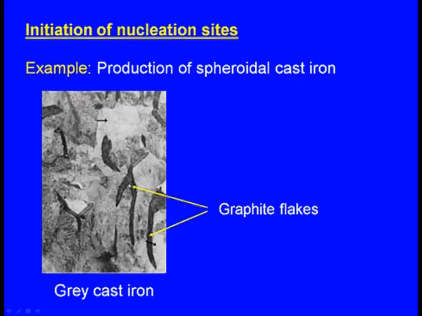And here we can see these are the graphite flakes, long graphite flakes. This helps us in machining, right? So they will help us to get discontinuous chips, that way it is good, but mechanical properties may not be very good. So to improve the mechanical properties, we will be modifying the solidification structure.